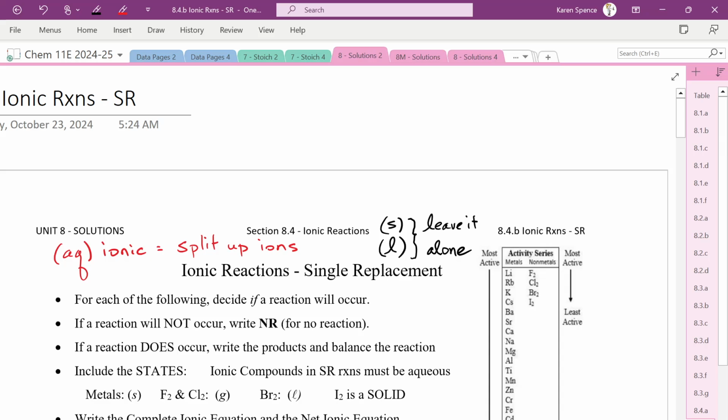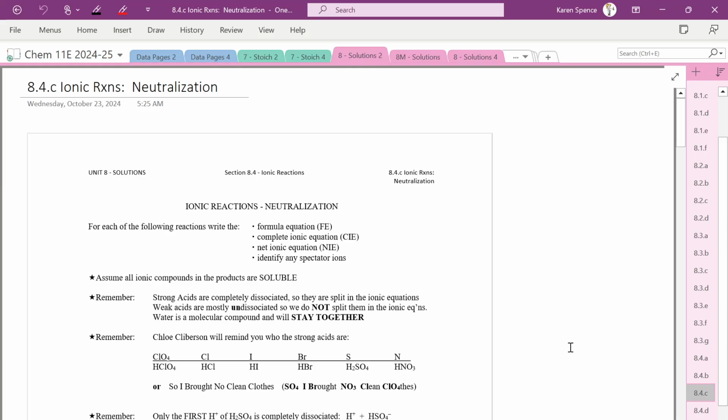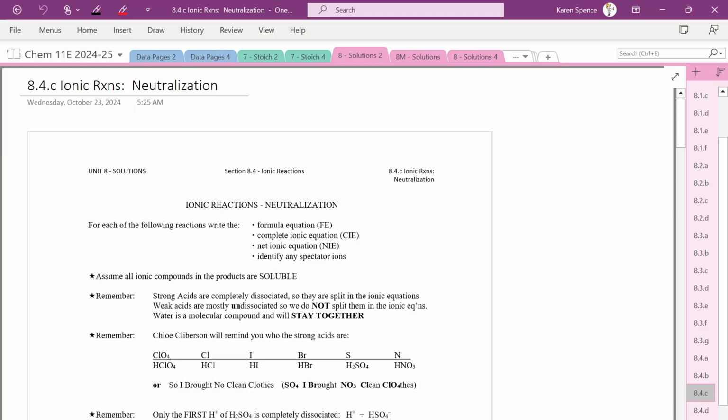So there's not much more to it than this. Yes? So that's about it. That takes care of the single replacement. I think we'll do a brief overview of neutralization, and then I'm going to let you practice ionic reactions, double and single, and neutralization. Today's a short class anyway. You can get caught up on any of the dilution stuff also if you want to, and then next week we'll start our new things. All right, neutralization is on page 91.